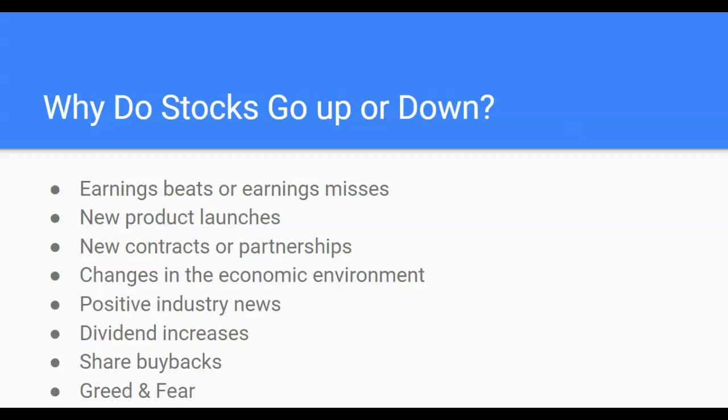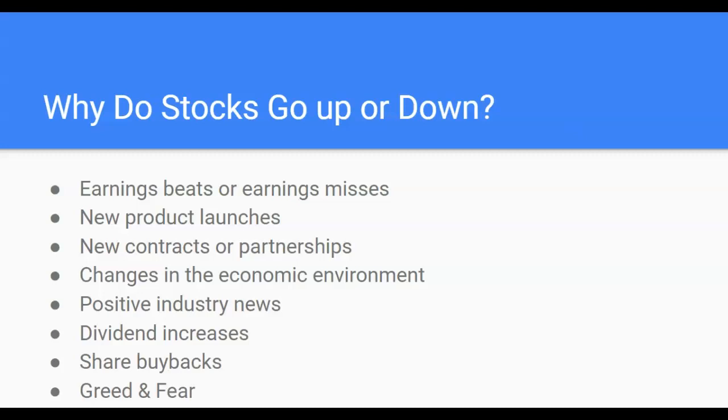If a company beats its earnings, meaning that it exceeds the earnings estimates by Wall Street analysts, then usually the stock will run up. If a company misses its earnings, that means the earnings per share is much lower than analysts expect, and usually that will make the stock go down.